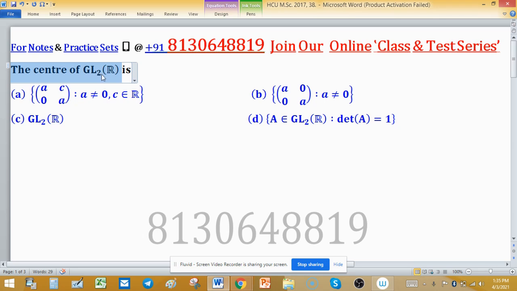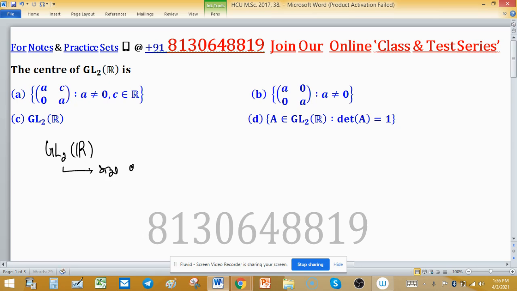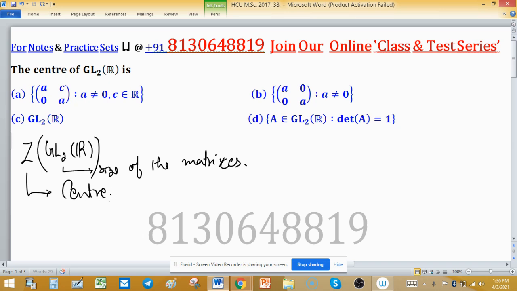The center of GL2R: we have to find the center of GL2R. The 2 is the size of the matrices, which have real entries and non-zero determinant. We have to find Z of this group, where Z denotes the center in group theory.